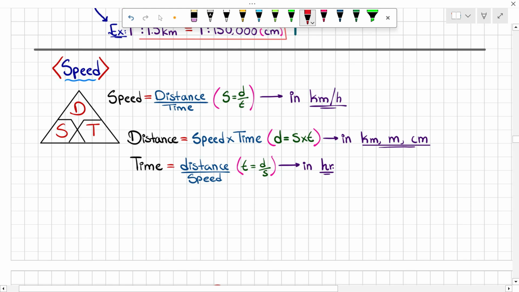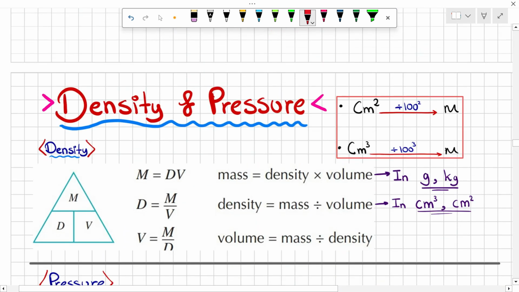And now let's jump into a quick overview on physics, because this is also included in our lesson. We're just going to understand some quick formulas here for speed, pressure, and density. Speed is distance over time. Distance is speed times time, and time is distance divided by speed.